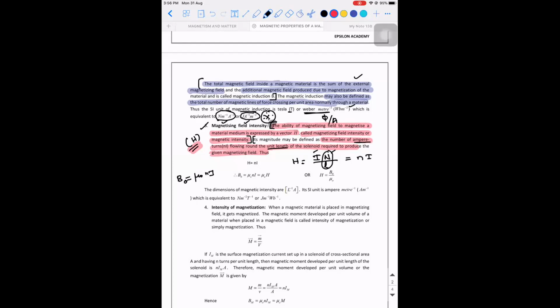It is the number of ampere turns flowing around the unit length of a solenoid. So through the solenoid, what is the current flowing? It is I only. But we know for a solenoid, the magnetizing field, the external field that is getting generated, is B naught is equal to mu naught into N into I. But I can replace N into I with H. So can I write B naught is equal to mu naught into H?